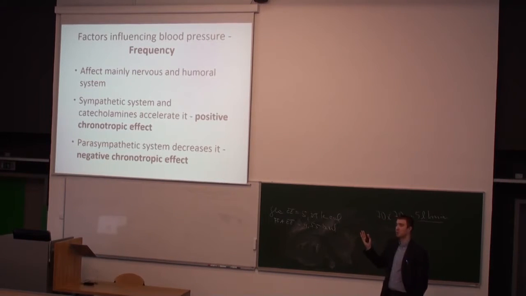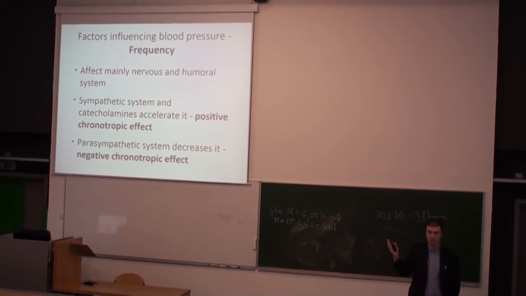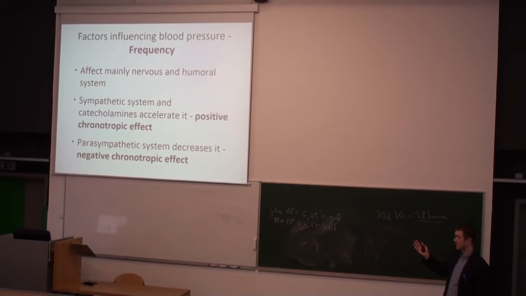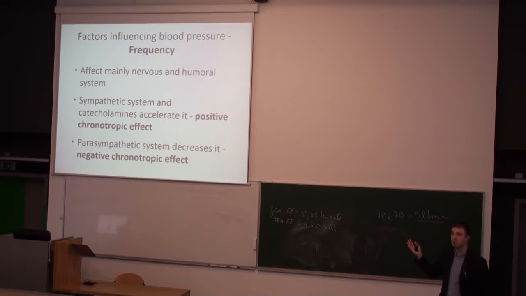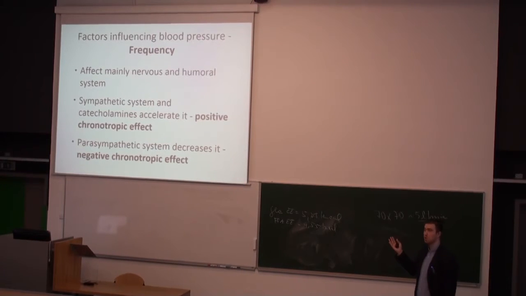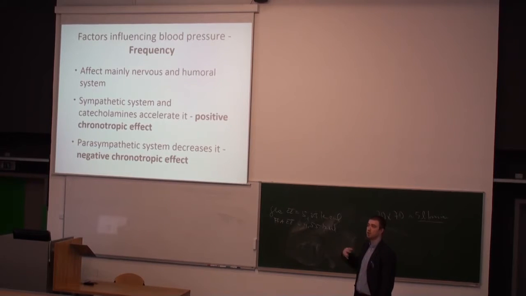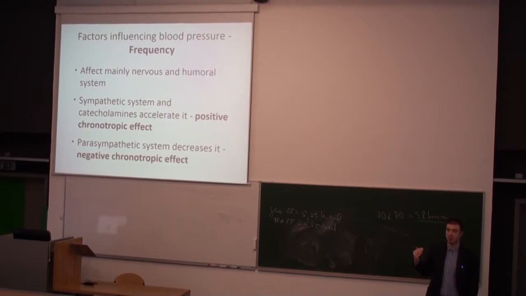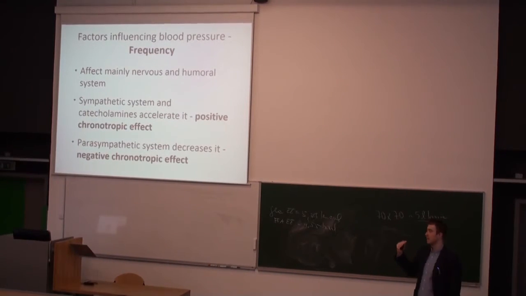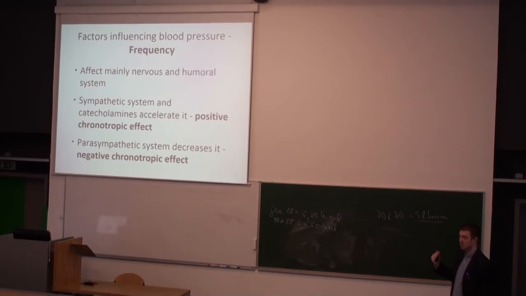So the positive chronotropic effect is typically expressed by the sympathetic nervous system and the adrenaline produced from the suprarenal gland. So in general, you can say catecholamines, and it doesn't matter what the origin of the catecholamines is. The second side, that means negative chronotropic effect, is typically done by the parasympathetic nervous system. That means by the acetylcholine.